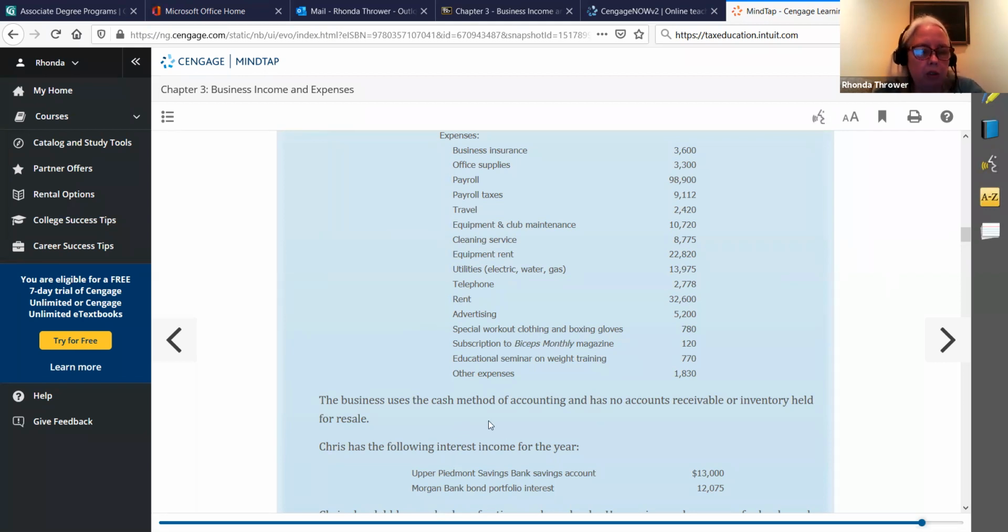They're using the cash method, which I find interesting because a lot of companies use the accrual basis of accounting. But under the cash method, there's going to be no accounts receivable. That's why it says that there.